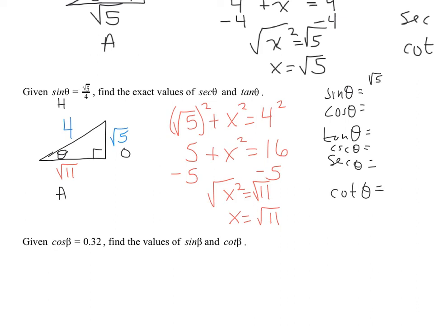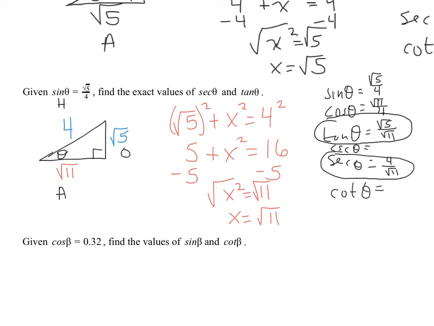So sine was square root of 5 over 4. Cosine is adjacent over hypotenuse, so that's square root of 11 over 4, which really wasn't one of the ones I was looking for, but that's okay. Tangent's opposite over adjacent, so that's square root of 5 over square root of 11. So that's one of the ones I was looking for. The other one I was looking for was secant, which is the flip of cosine, so that would be 4 over square root of 11.